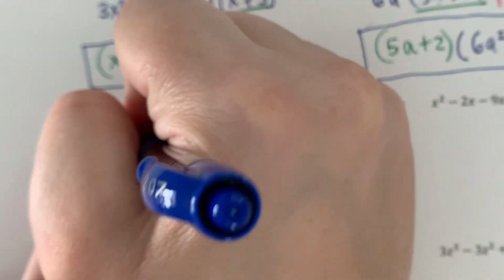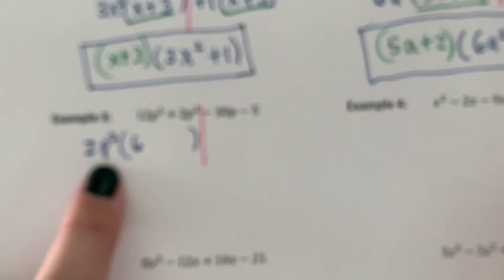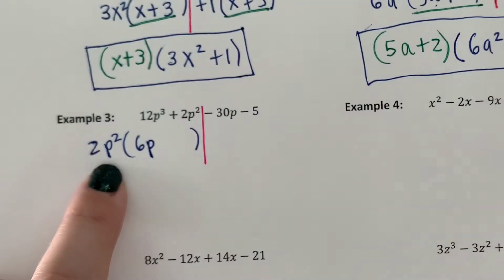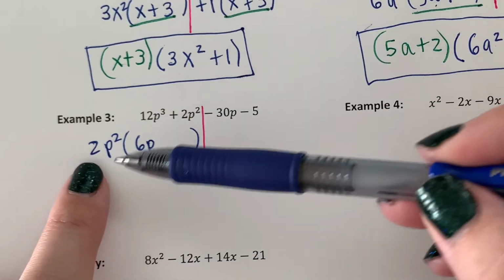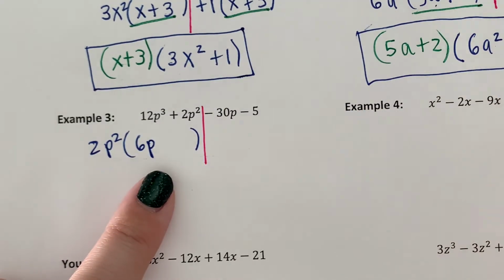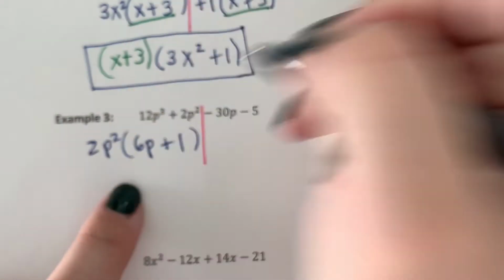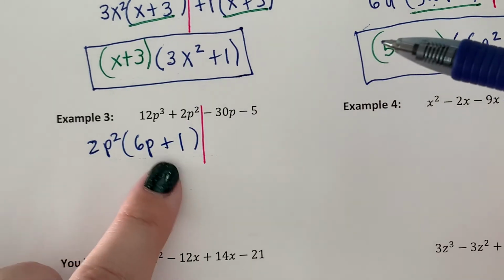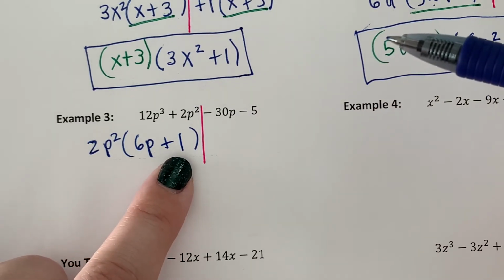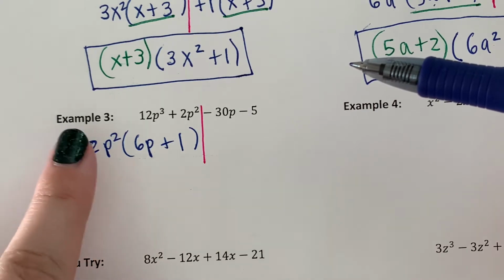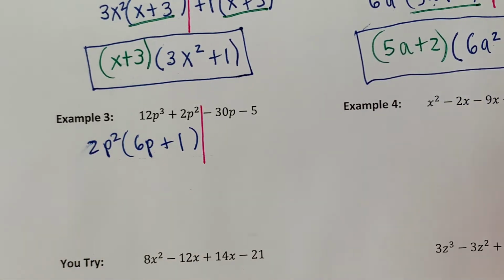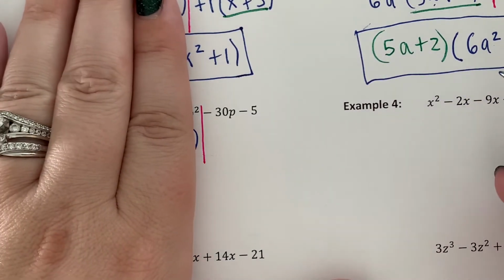Well, 2 times 6 gives me 12. And p squared times p gives me p to the third. And then I'm saying 2p squared times what gives me 2p squared? That would just be times 1. We do have to put the 1 here, though, as a placeholder, because keep in mind, when you factor out a GCF, this is like doing backwards distribution. So now I'm done with my first half.